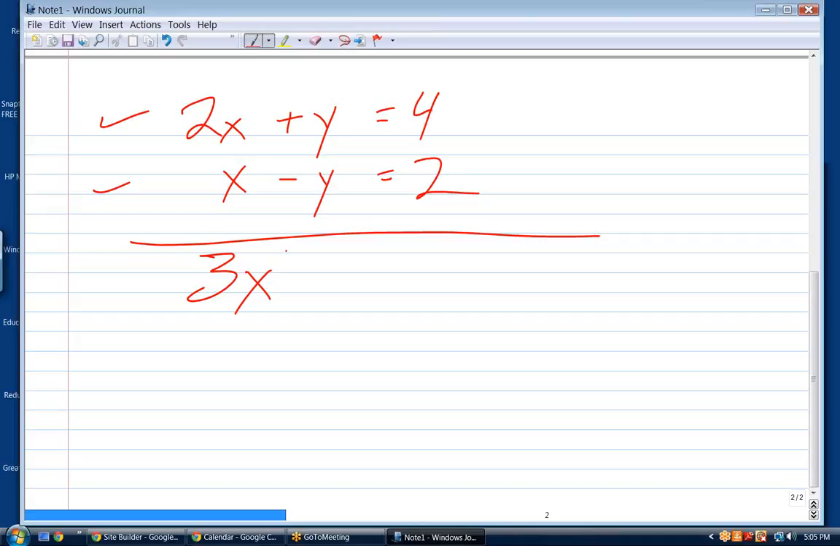The y's disappear because plus y added to minus y is 0. And then the numbers add to 6. So now we know x is equal to 2. And now you go back in and you plug into either equation the value of x and you solve for y. So if you plug in x equal 2 into that equation, what is y equal to?